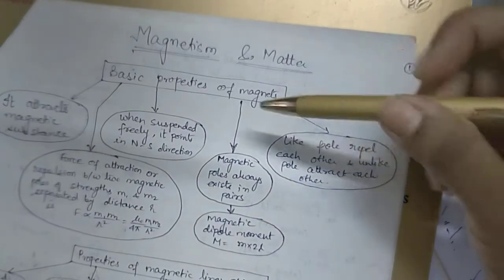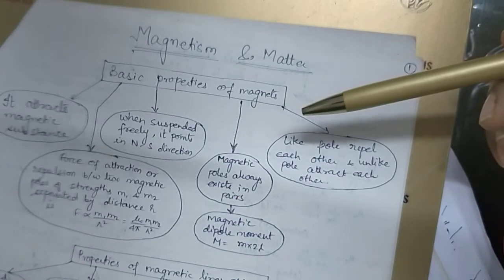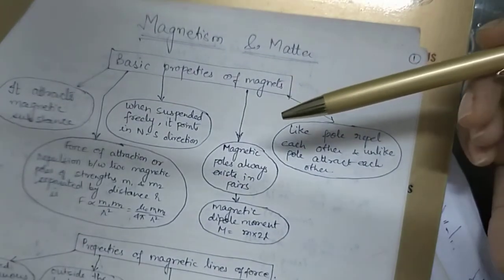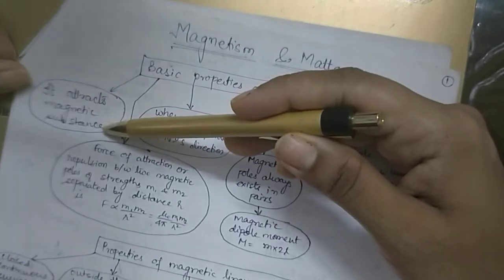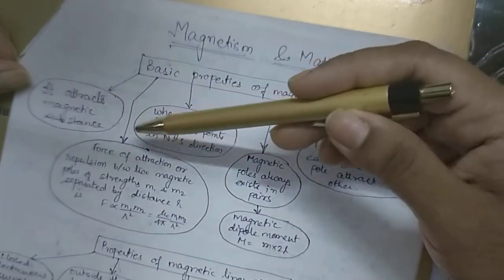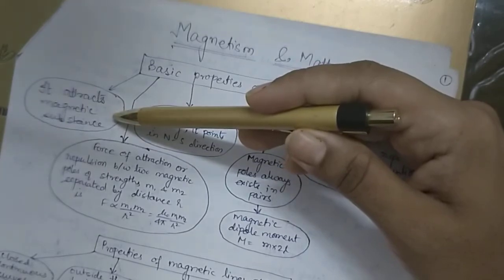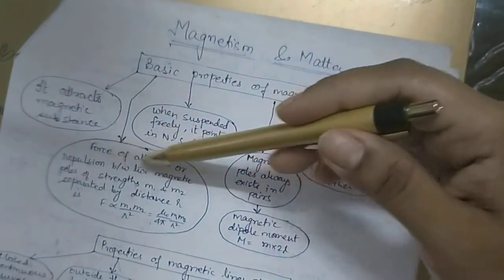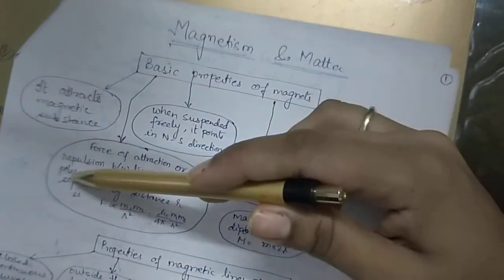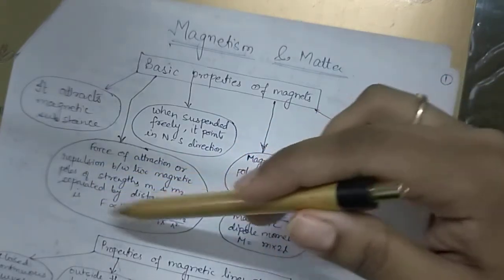Okay, so children, magnetism and matter is the topic. The basic properties of a magnet, which you have already done in your previous classes. One of it is it attracts magnetic substance, and magnetic substances are the substances which are attracted by a magnet. So you have iron, cobalt, nickel, these are all magnetic substances. Then the force of attraction or repulsion between two magnetic poles of strength m1 and m2 separated by a distance r is a formula is given.